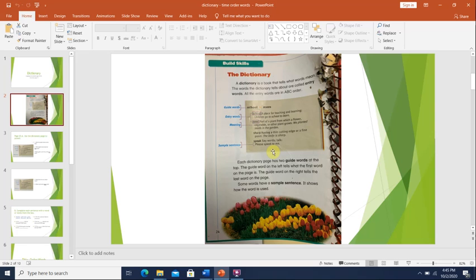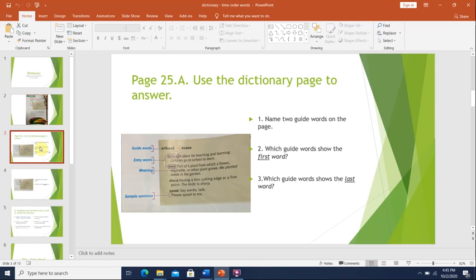Does the dictionary have parts? Yes. On a dictionary page, you'll find 4 things. The guide words, the entry words that you'll read the meanings of, and after the entry words, you'll find the meaning or the definition of the words, and then after the meaning, you'll find the sample sentence. We will use this page to answer the questions on page 25. Let's go to page 25.